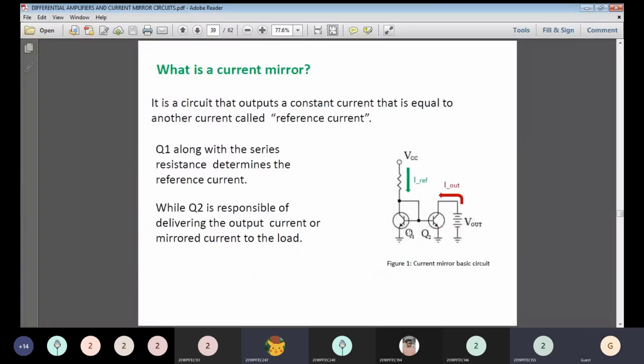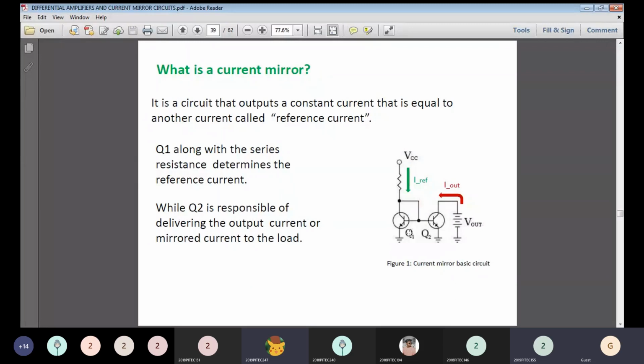The next concept in analog circuits: the first one was the differential amplifier, and the second one is the current mirror circuit. What do you mean by a current mirror circuit? It is a circuit whose output is a constant current that is equal to another current. That other current we consider as a reference current. So it is like a mirror image of one particular current. That's why it's called a current mirror.